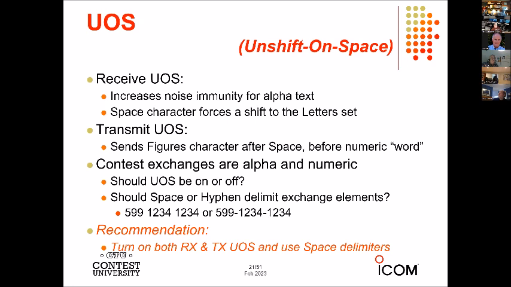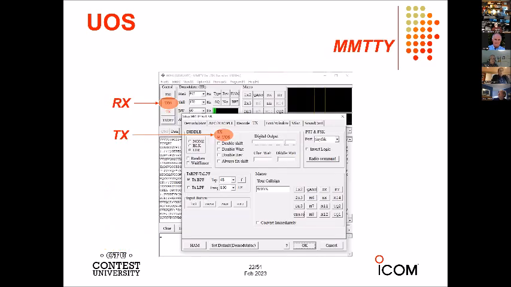So the bottom line with all of this, if you didn't follow all the detail of that, is to make sure that UOS is turned on. It turns out that in MMTTY, there's two different places that you turn on receive unshift on space versus transmit. And this is where they are in the setup menus.